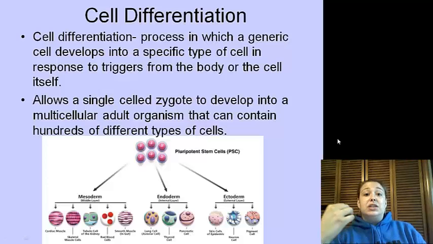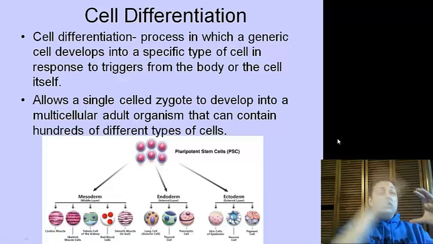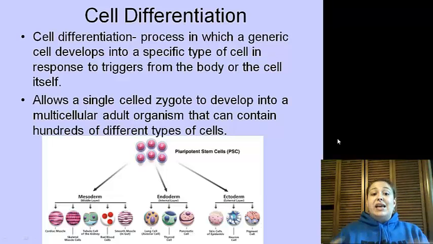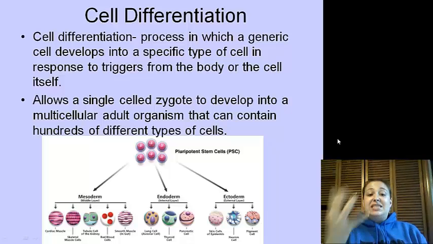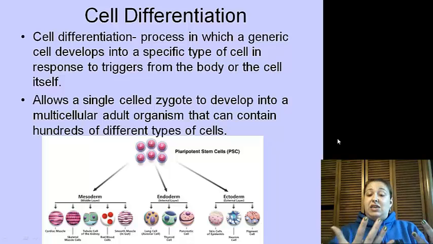And we're back, ladies and gentlemen, talking about cell division and reproduction, part 1. Cell differentiation, the creation from one to a whole bunch of different cells. So it's taking one generic cell and developing into more specific cells. Now this can be triggered by your body, by the cell itself, or by the environment around you.